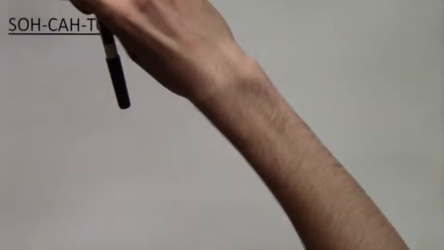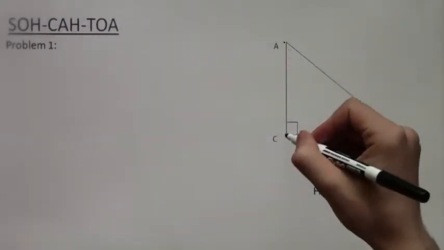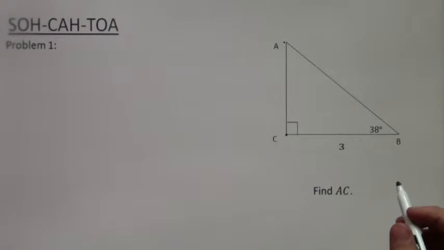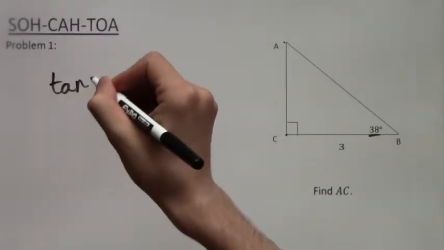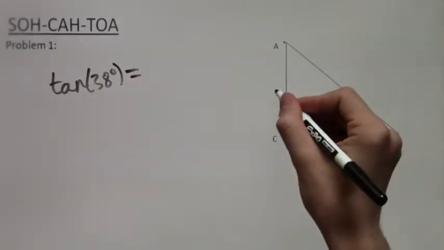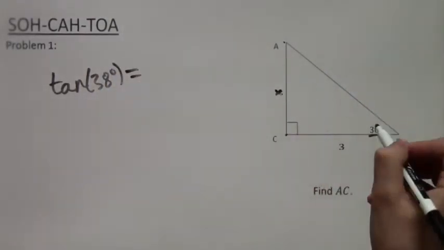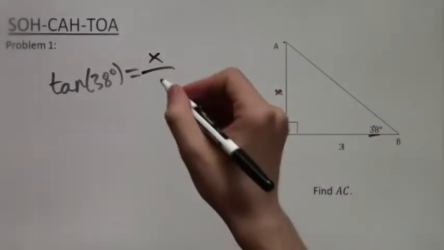Alright, so we're going to do a few examples to figure out better how it works. Let's say we're looking for AC. We don't know it, so we're going to label it as X. So we have 38 degrees. We take the tangent of 38 degrees, and that equals the opposite, which is X, divided by the adjacent, and the adjacent is 3.